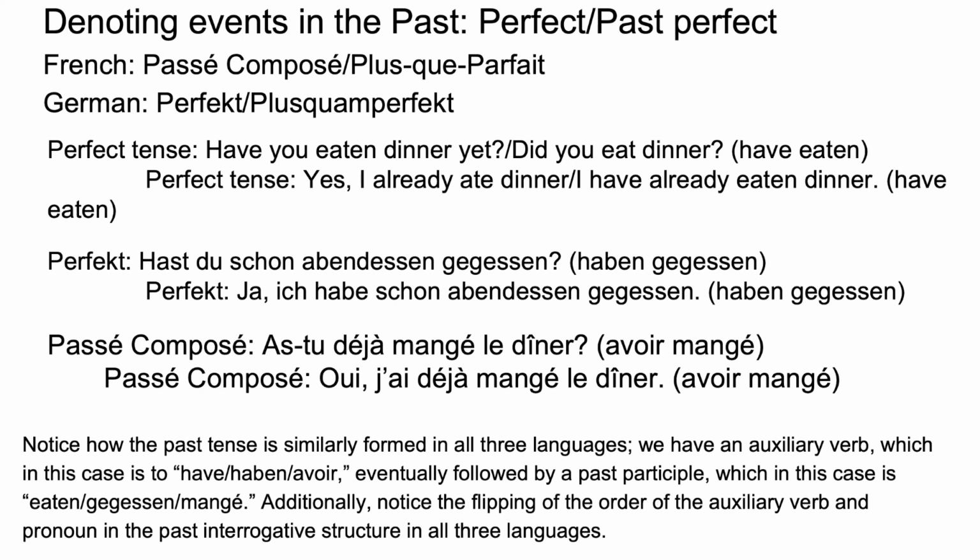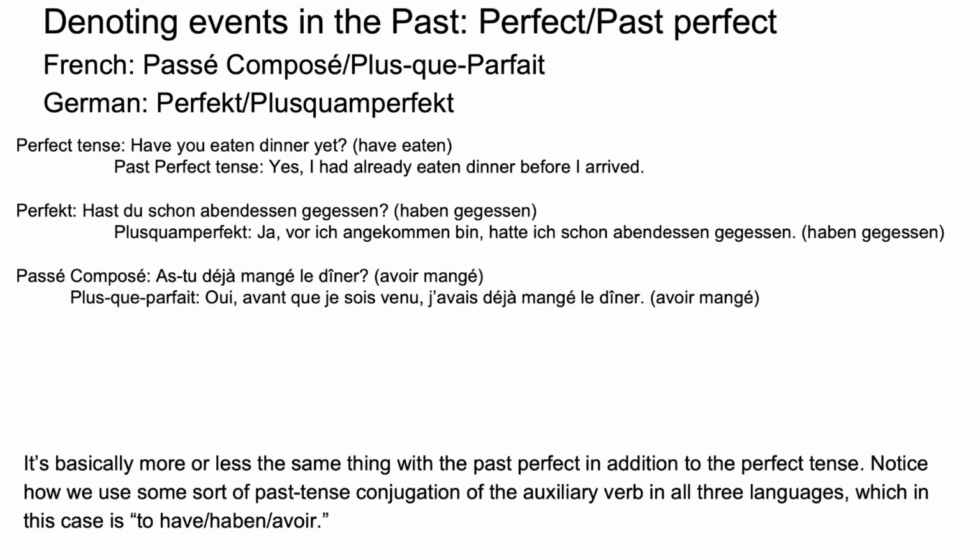Additionally, notice the flipping of the order of the auxiliary verb and pronoun in the past interrogative structure in all 3 languages. It's basically more or less the same thing with the past perfect in addition to the perfect tense. Notice how we use some sort of past tense conjugation of the auxiliary verb in all 3 languages, which in this case is to have/haben/avoir.